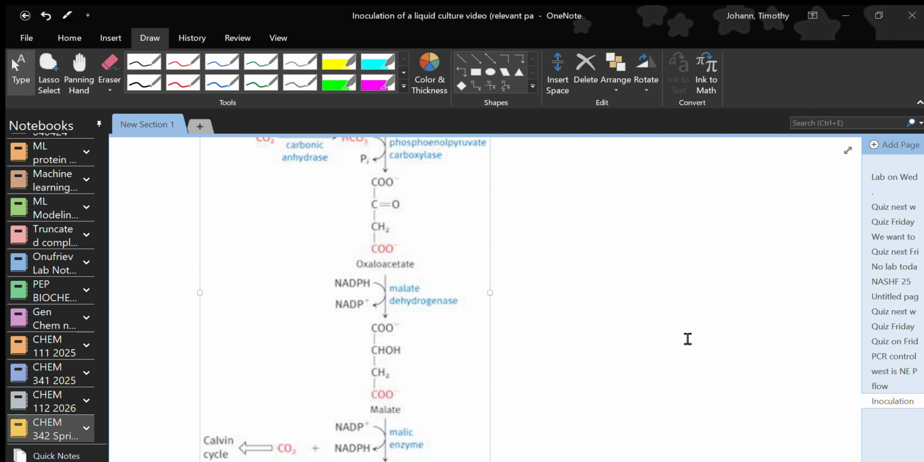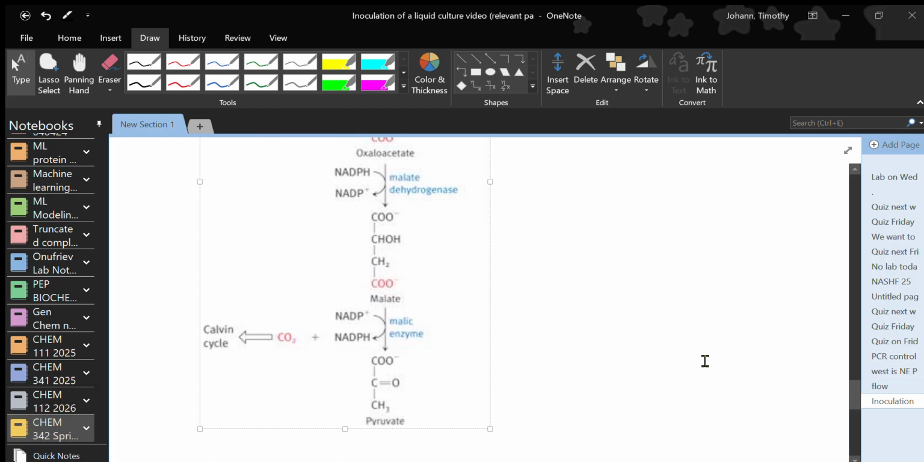Then, when you want to use that carbon dioxide in the Calvin cycle, you can get your NADPH back and break that off as carbon dioxide and generate pyruvate. All right? So we used an NADPH for this, and we got the NADPH back. In doing that, did we use any energy? In terms of the cofactors, we used it and got it back.